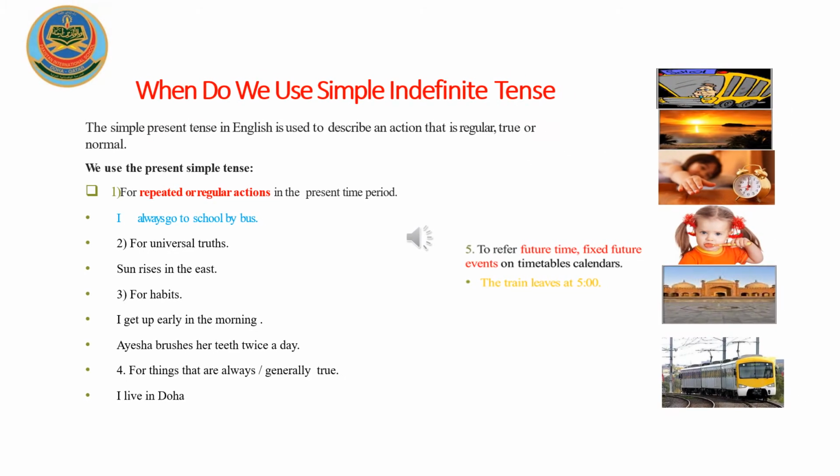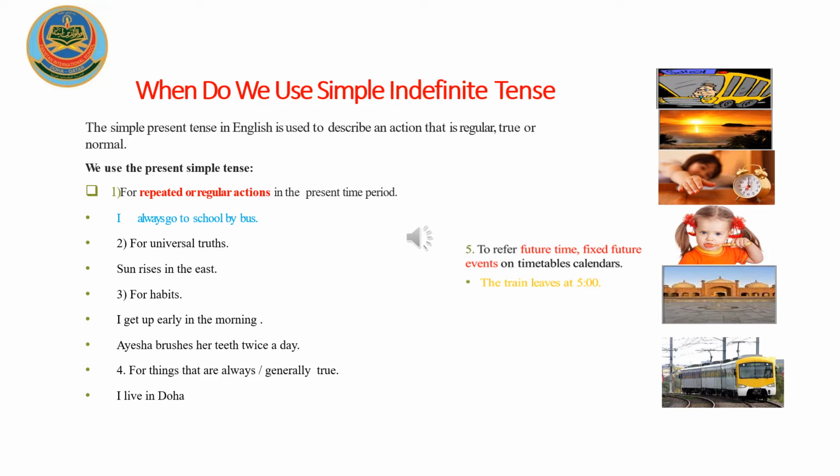My dear students, the simple present tense is used to describe an action that is regular, true, or normal. We use the present simple tense for repeated or regular actions in the present time period. For example, I always go to school by bus.